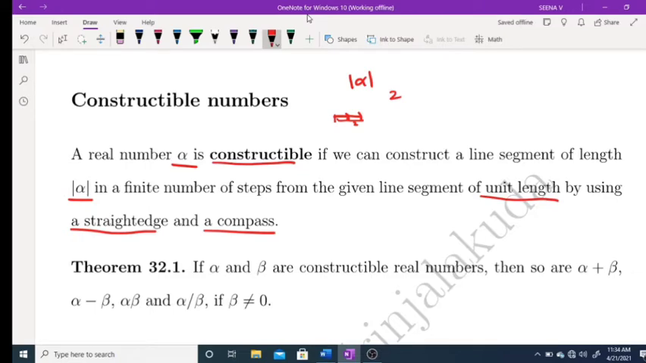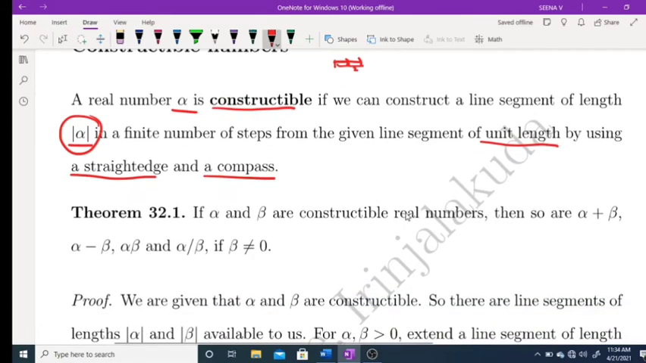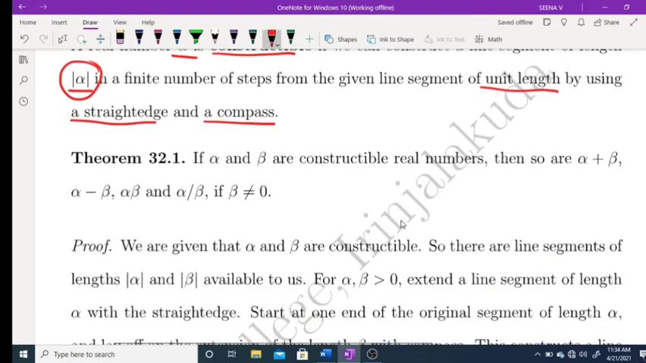Similarly, a real number alpha is constructible if we can construct a line segment of length mod alpha in a finite number of steps from a given line segment of unit length by using a straight edge and a compass. Now moving to the next theorem.